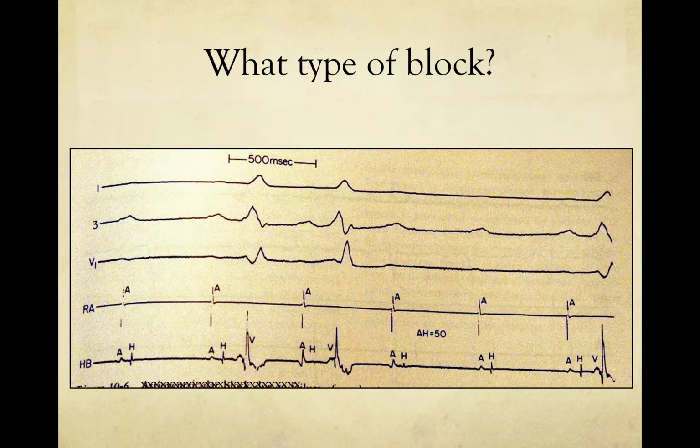I think the answer is that all of these VSDs are, well, first of all, in an inlet VSD, right, the AV node may not be where it's supposed to be. It can run along the inferior border of the VSD. And so the surgeon can get it there. Now, surgeons are smart, right?